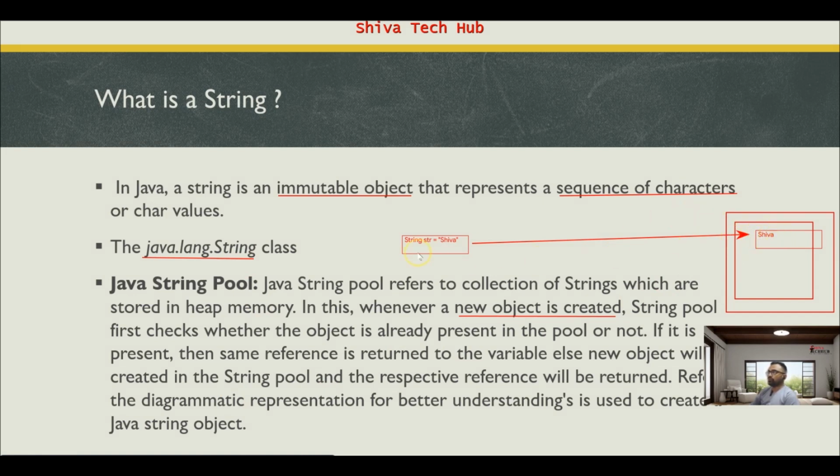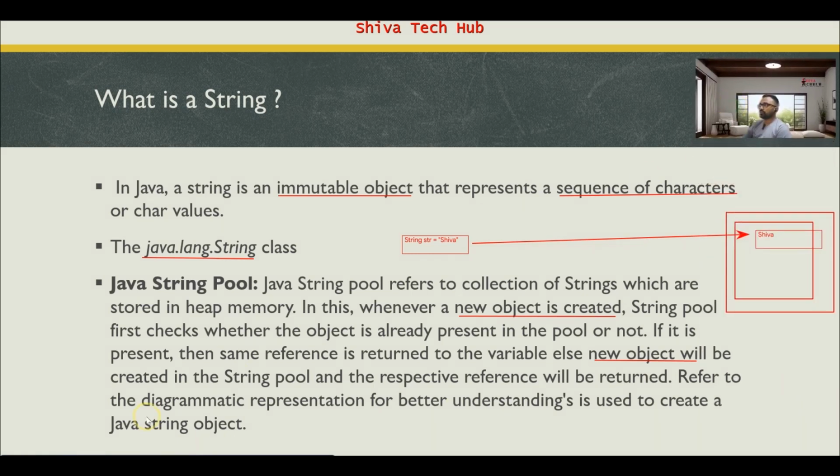Now, what if the string is not present in the string pool? It creates a new memory location and stores this particular string Shiva in the string pool. So if it is not present, then it will create a new object. That is what is written over here. And the respective reference will also be returned. So whenever we create a new string and it is not present, it creates a new memory location in the string pool, and it returns you the reference of that particular string where it is stored. That is how the string pool works.